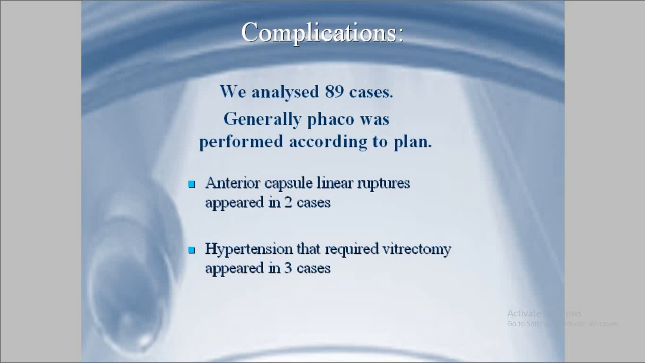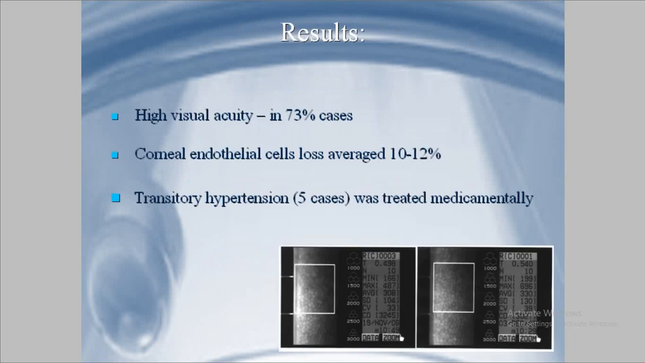Results. Generally, phaco was performed according to plan. Anterior capsule linear ruptures appeared in 2 cases. Nevertheless, the surgery was accomplished without complication. Hypertension that required vitrectomy via pars plana appeared in 3 cases. Anterior chamber was deepened and anterior chamber angle extension took place in all cases of the postoperative period.